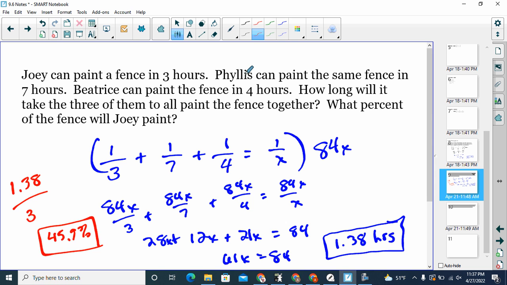Notice he was the fastest of the 3. It makes sense that he's doing over 1/3 of the job.